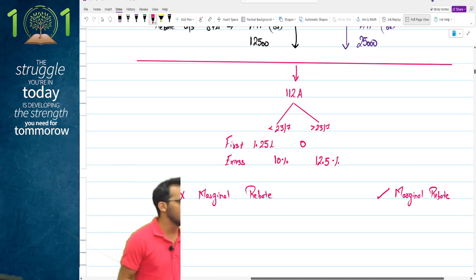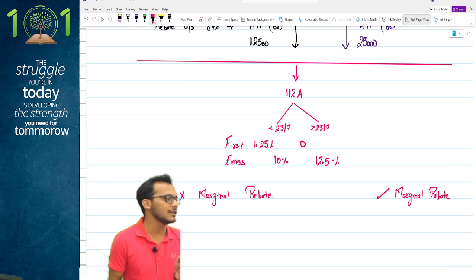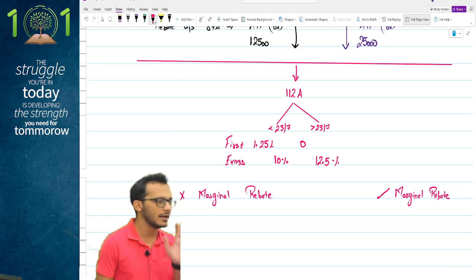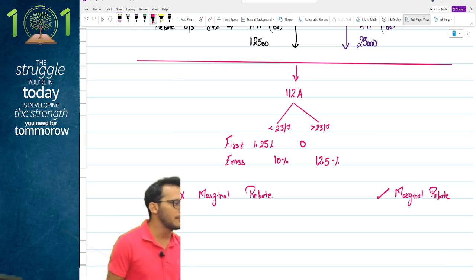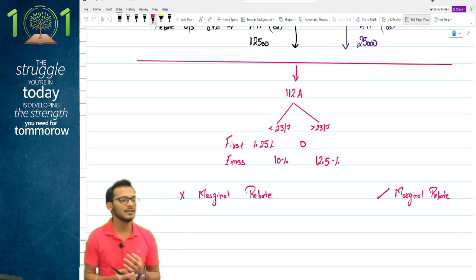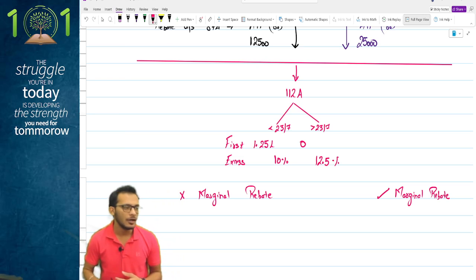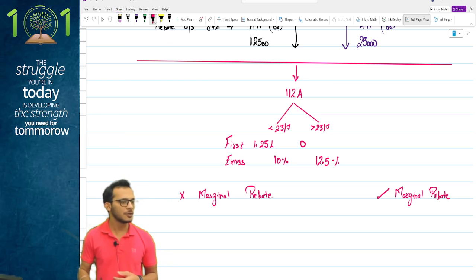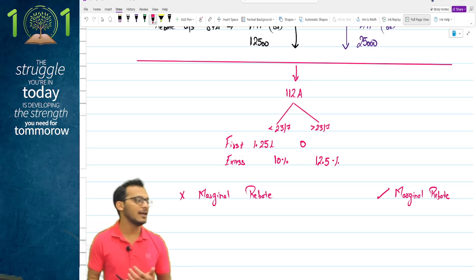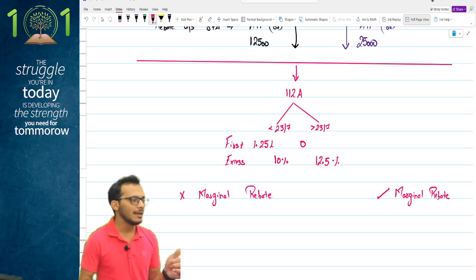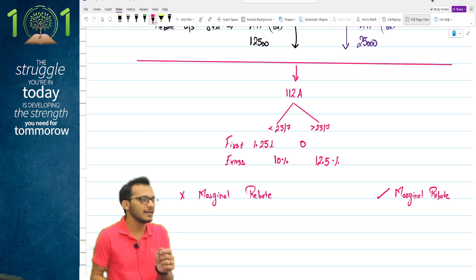Understand, if I am under old regime, if my income is up to 5 lakhs, I will get a rebate of 12,500. Imagine if my income is 5 lakh 10 rupees. Question, am I eligible for rebate? Not eligible for rebate, because now I am not a poor person. Now I am a middle class person. So therefore they will ask me to pay tax on full 12,500 plus the extra tax on the 10 rupees.